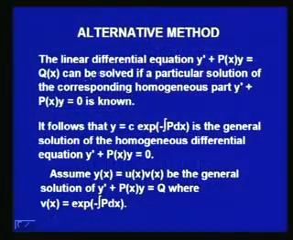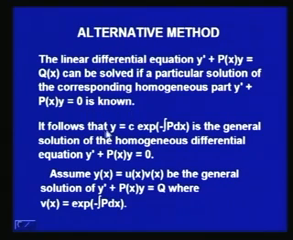Now, let us discuss an alternative method for finding the solution of a linear differential equation of first order. As we know, the linear differential equation of first order in the dependent variable y is of the form y' + p(x) y = q(x). Now, it can be solved also if we know a particular solution of the corresponding homogeneous part, that is the solution of y' + p(x) y = 0.